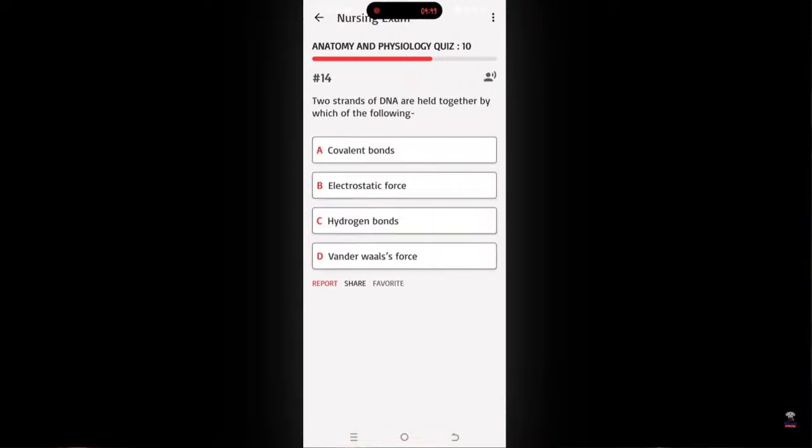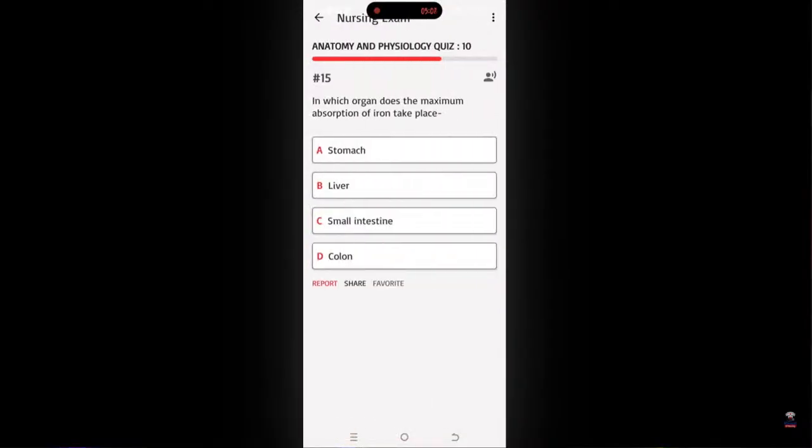Two strands of DNA are held together by which of the following? A. Covalent bonds. B. Electrostatic force. C. Hydrogen bonds. D. Van der Waals' force. No, correct answer is C. Two strands of DNA are held together by hydrogen bonds.